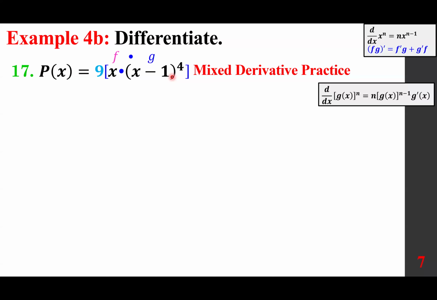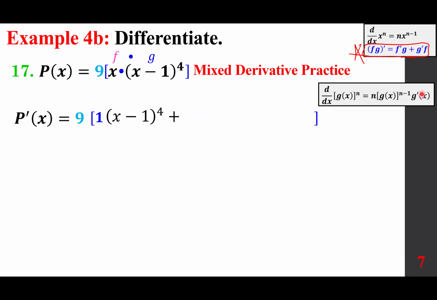We're going to write it f times g, and we are going to use the product rule again. Bear in mind, the way I'm going to approach questions like that, I'm going to write that formula from memory and apply that instead of writing d/dx of this, d/dx of that. So 9 remains, and x, you differentiate, f prime gives you 1. So that's f prime times g, x minus 1 to the power of 4, plus g prime.